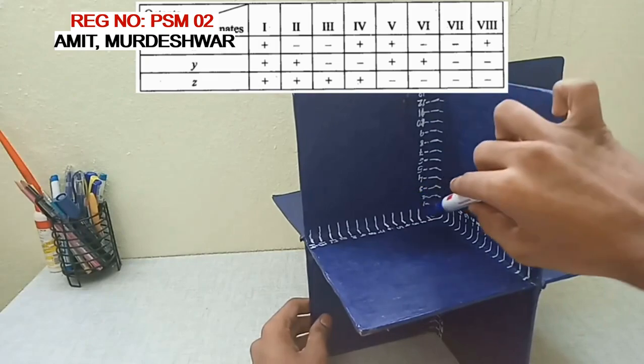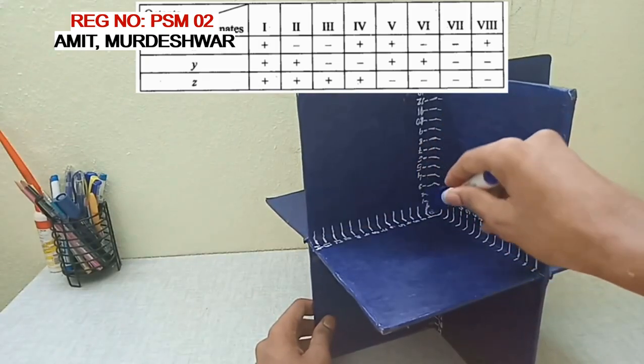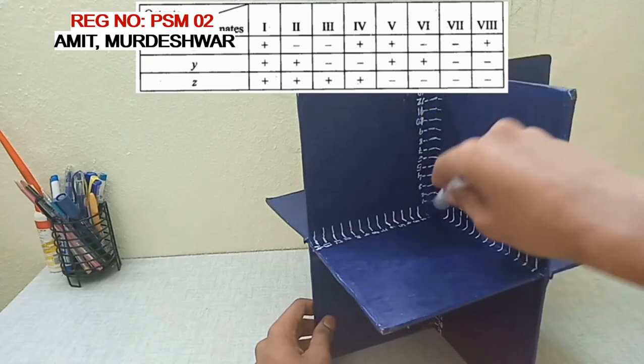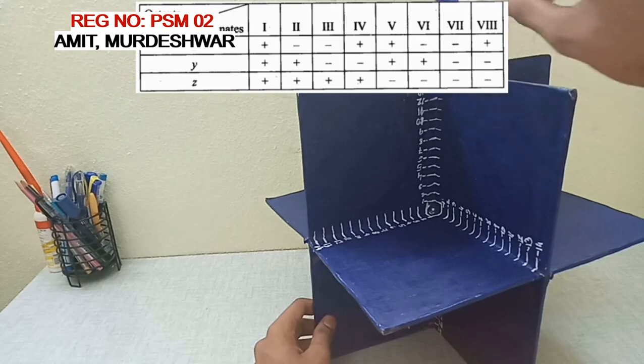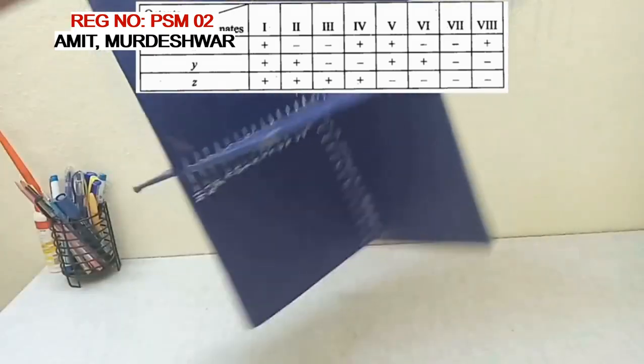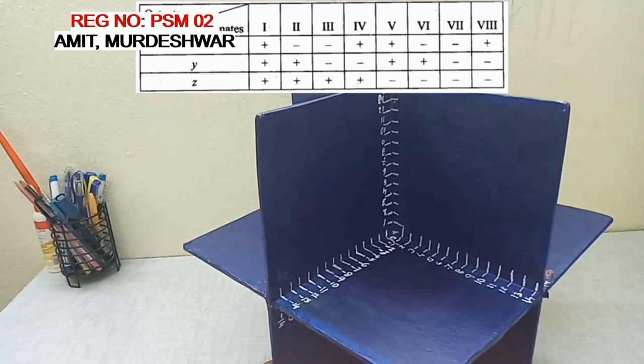And here x-axis is positive. This is 8th octant. X-axis is positive, y-axis is negative and the z-axis is negative. Here all the 8 octants signs are completed.